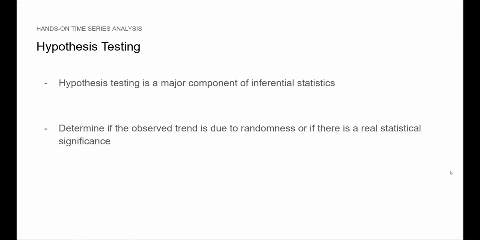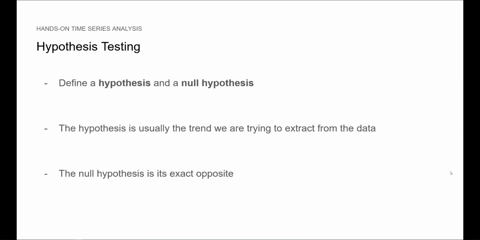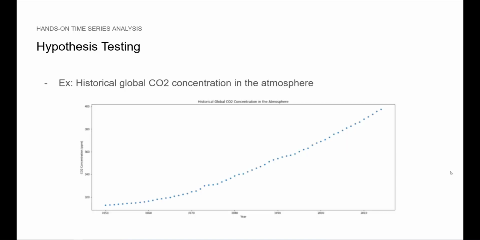It allows us to determine if the trend we observe is due to randomness or if there is a real statistical significance. To do so, we must define a hypothesis and a null hypothesis. The hypothesis is the trend we are trying to extract from the data, while the null hypothesis is its exact opposite. For example, consider the historical global CO2 concentration in the atmosphere.